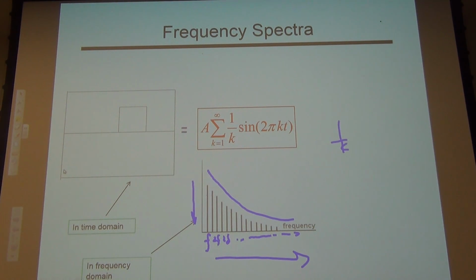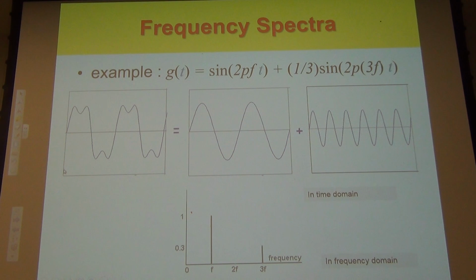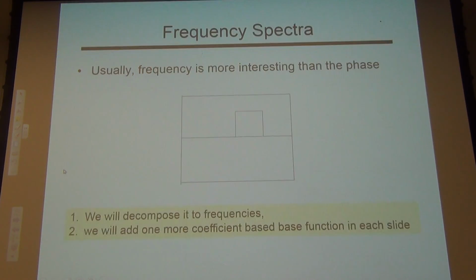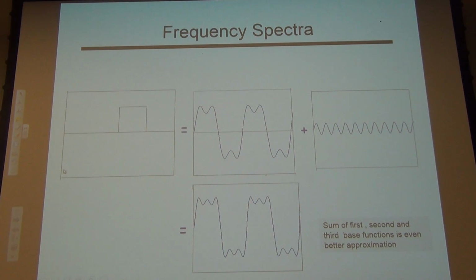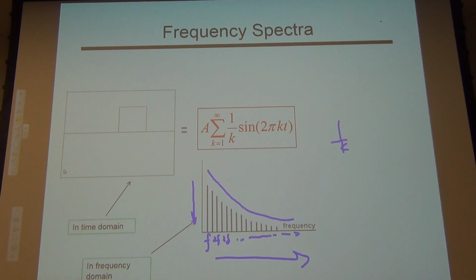Any questions? This is from the first adding. We have frequency 1 plus frequency 3. And we add again, to infinity. We have this formula to represent a square signal, I mean a periodical square signal. And we have this frequency spectra to represent this periodical signal.